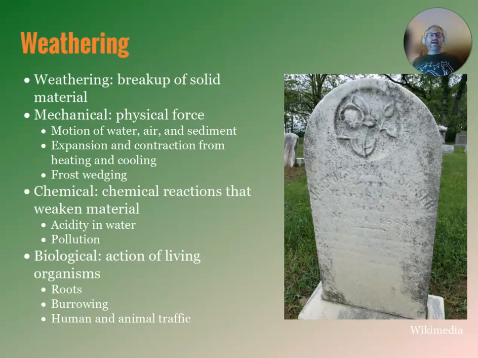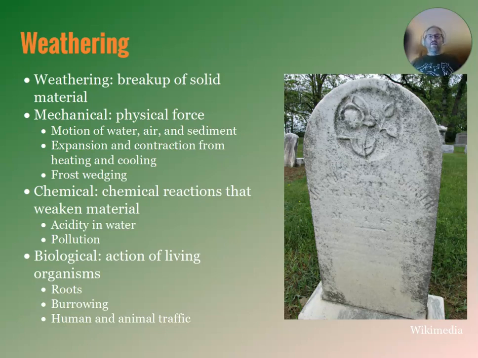Weathering is the breakup of solid material. We've got various sorts of solid material making up our Earth, and weathering breaks that up. So instead of being stuck together in one big chunk, it now can be mobilized. Bits of it can be made to move. And we have three main types of weathering, three main ways that we can take a solid object like the gravestone that you see in the photo there and break that up.